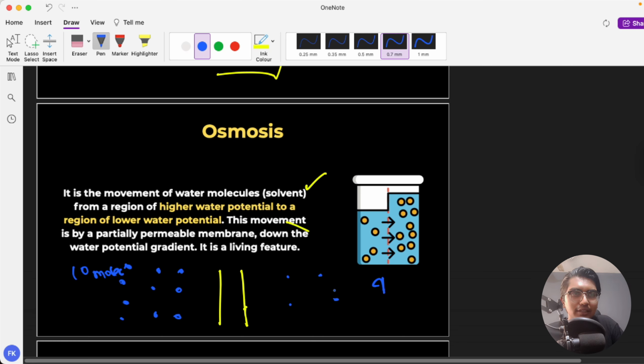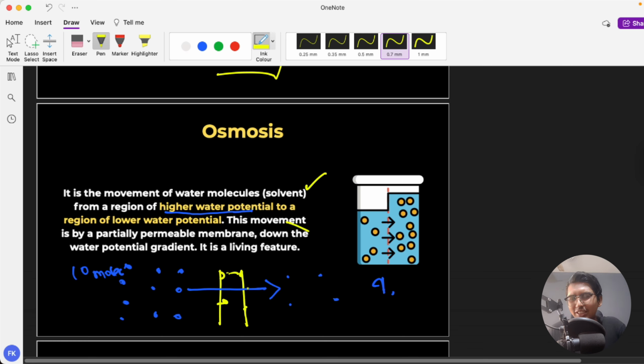So as you can see, it has a higher number of water molecules, which we call higher water potential. Higher water potential simply means a higher number of water molecules. So it moves from higher water potential to lower water potential down the concentration gradient across a partially permeable membrane. This is a partially permeable membrane.